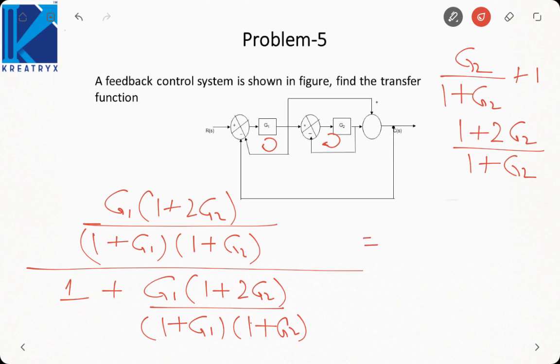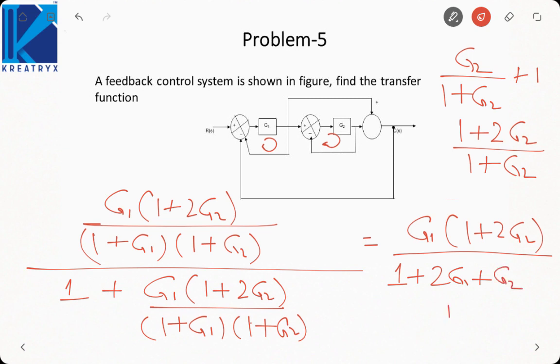Now taking the LCM, it would be (1 + 2G2) divided by (1 + 2G1 + G2 + 3G1G2). This would be my transfer function of this block diagram. So here we had only cascading, feedback and the parallel connection.